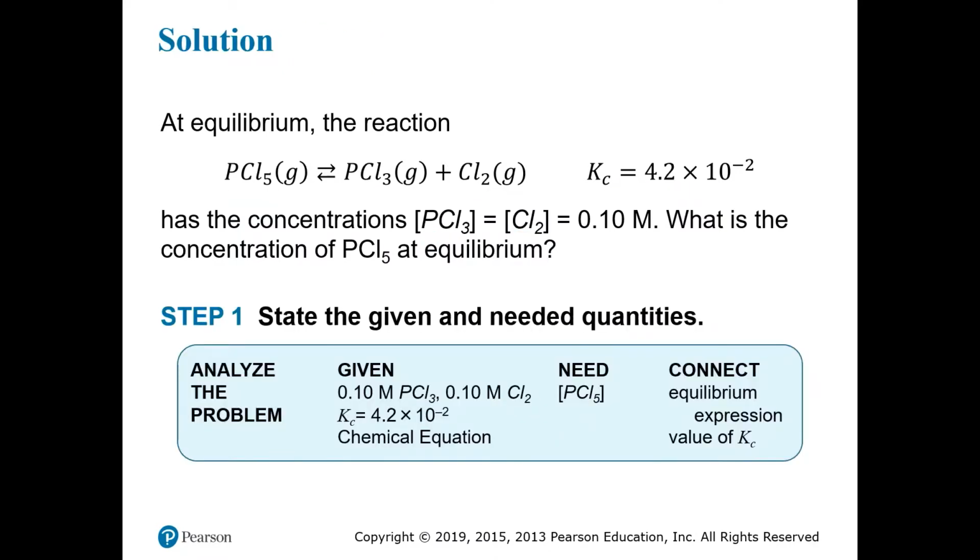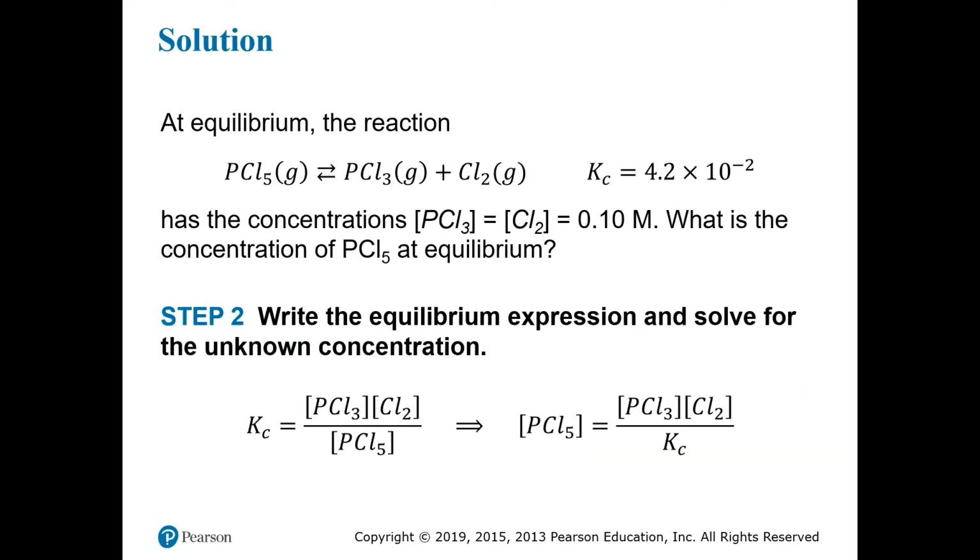So again, the first thing we need to do is to recognize the concentrations that we're given and the equilibrium constant that we're given, figure out what concentration we're really looking for, and then we're going to need to write the equilibrium expression to connect the two together. So starting out by writing the equilibrium expression, we have the products on top, phosphorus trichloride and chlorine gas, both on top, multiplied together. No exponent because there's no coefficients. And then in the denominator, we have the reactant, phosphorus pentachloride, PCl5. Again, no coefficient, so no exponent is needed.